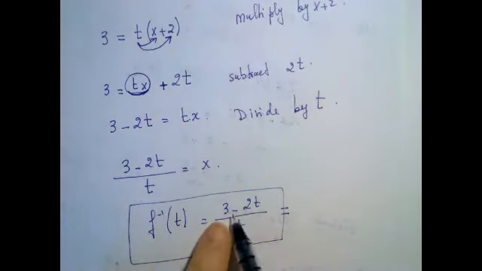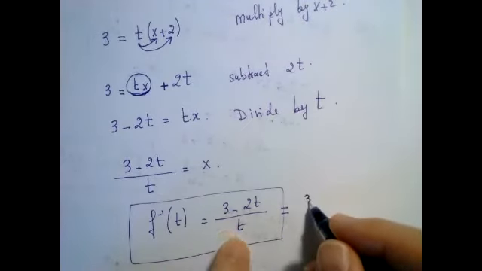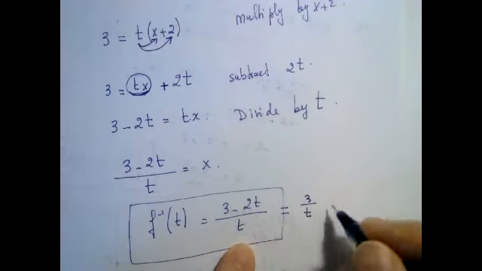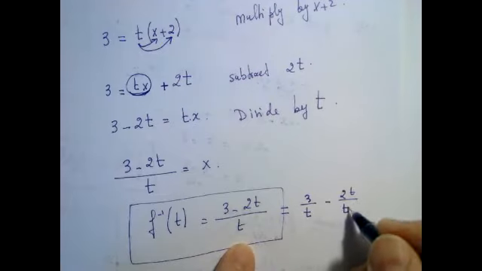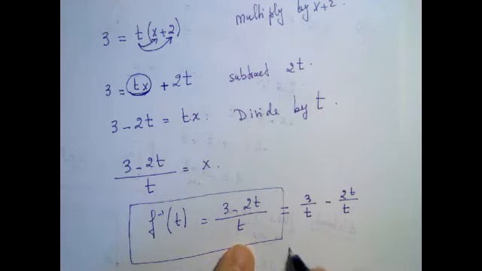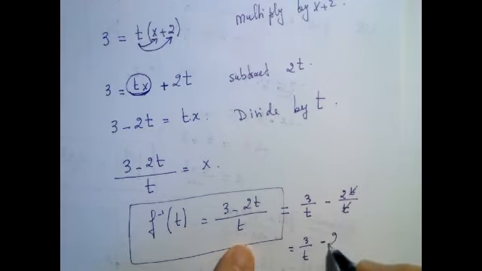You don't have to. Since 3 minus 2t, I can split the numerator and rewrite it as 3 over t minus 2t over t. Okay? Which is going to give me 3 over t minus, this t could be simplified, minus 2. There is nothing else we can do.